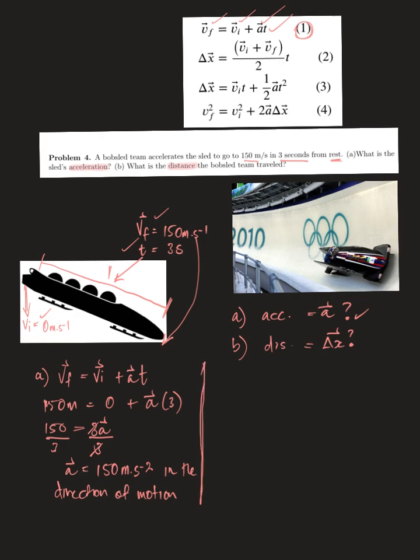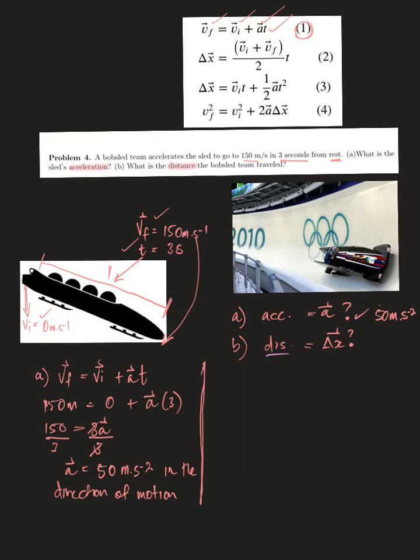The next question they're asking for is they want the displacement. All right, so I need a formula that uses, because now I know this value is not 150, sorry, I made a mistake. 150 divided by 3 is 50 meters per second squared. Sorry about that. So I know that this value is 50 meters per second squared. All right, I need a formula that uses V final, V initial, right?